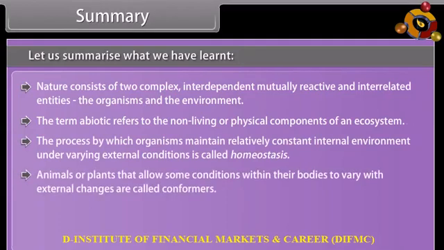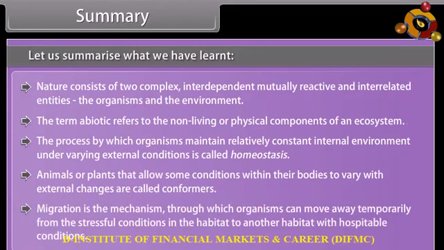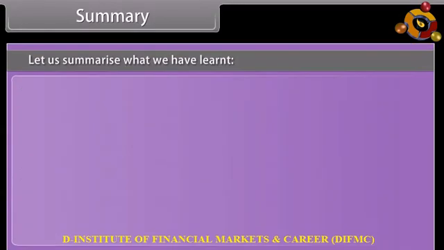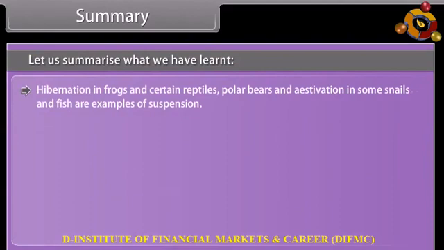Animals or plants that allow some conditions within their bodies to vary with external changes are called conformers. Migration is the mechanism through which organisms can move away temporarily from the stressful conditions in the habitat to another habitat with hospitable conditions. Hibernation in frogs and certain reptiles, polar bears, and estivation in some snails and fish are examples of suspension.